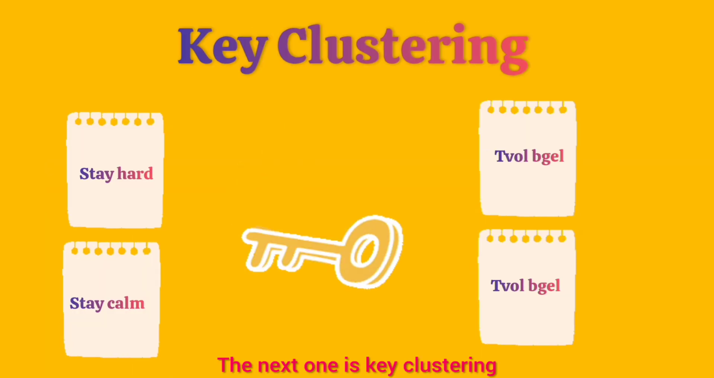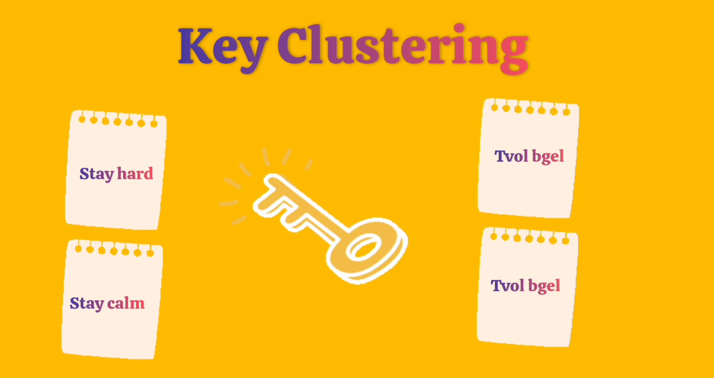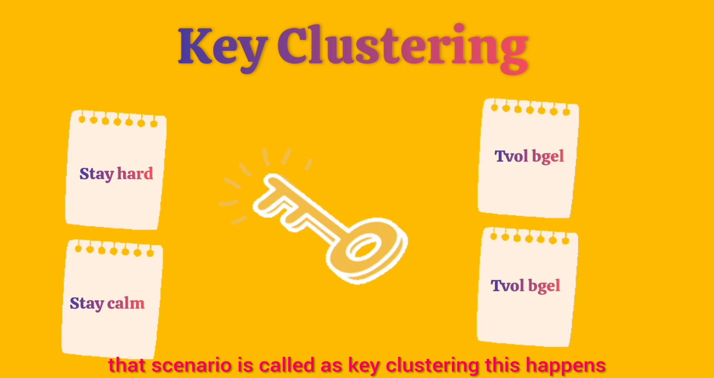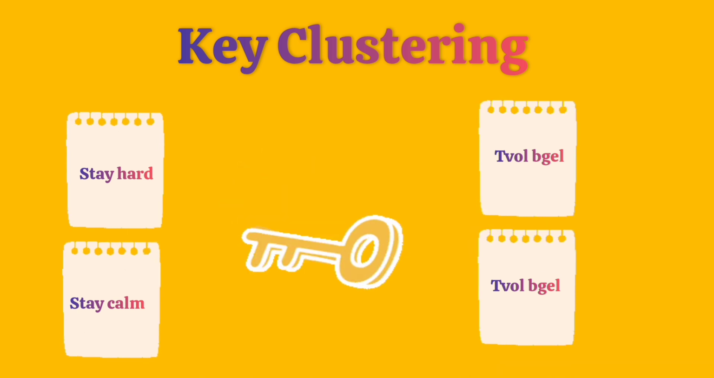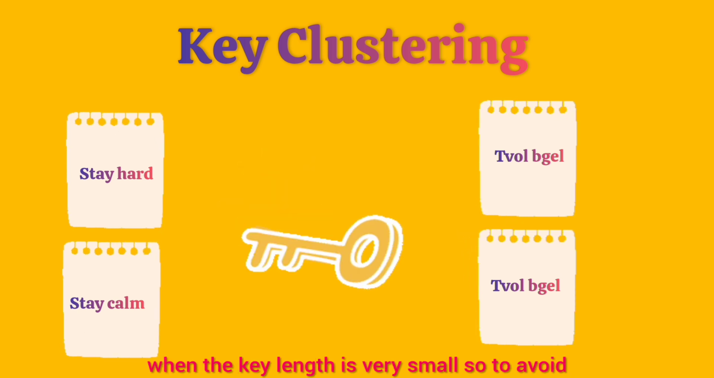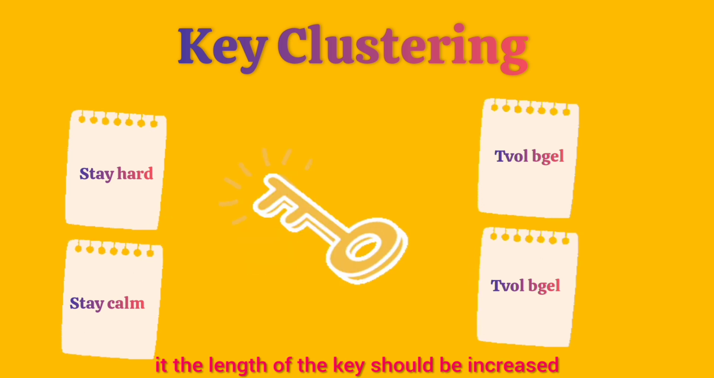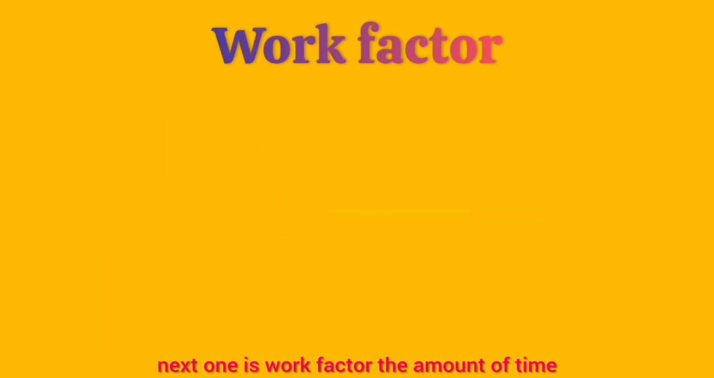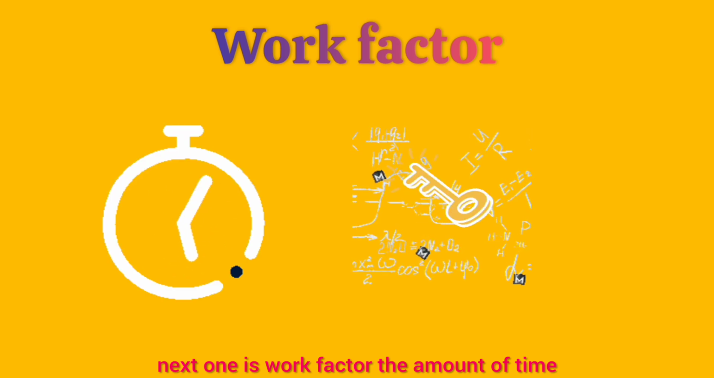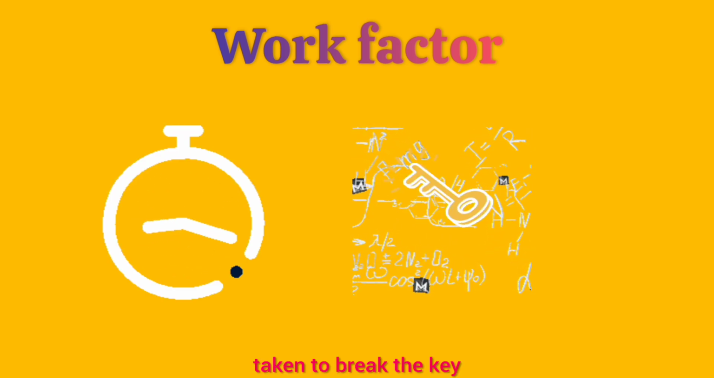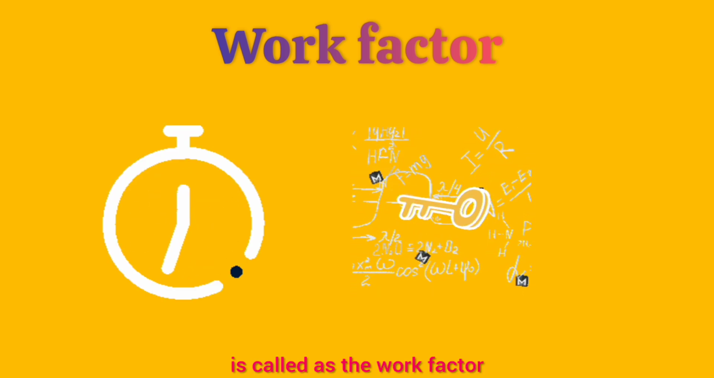The next one is key clustering. One single key is used to encrypt two different data, and if you get the same output value, then that scenario is called key clustering. This happens when the key length is very small, so to avoid it, the length of the key should be increased. Next one is work factor. The amount of time taken to break the key is called the work factor.